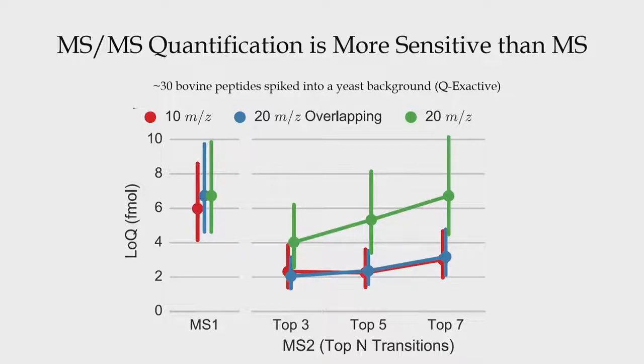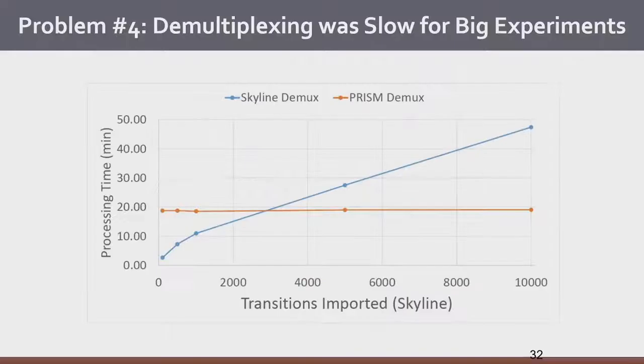And also, you'll notice that even the 20 m/z non-overlapping is now giving a similar lower limit of quantitation to that of the 20 m/z in some cases. So this again shows that the lower limit of quantitation is better when you do MS/MS with narrow windows, and we gain back the same effect of narrower windows when we use overlapping windows than if we use just the 10 m/z.